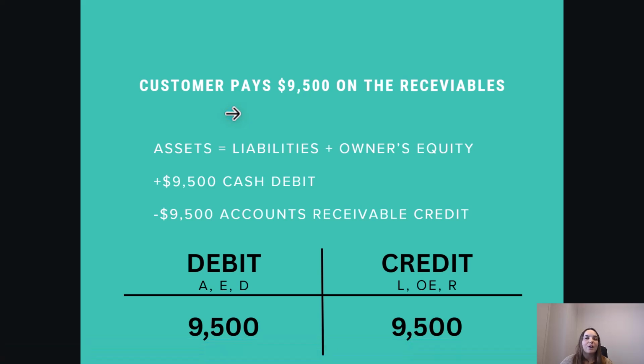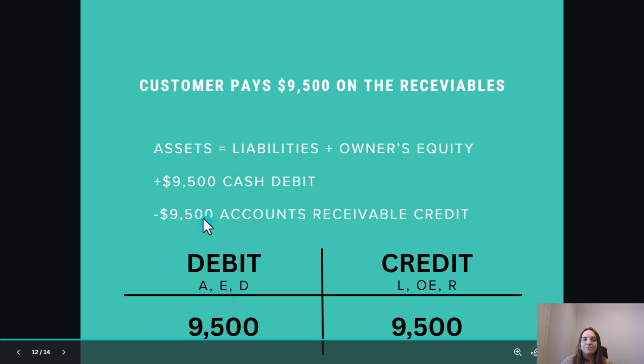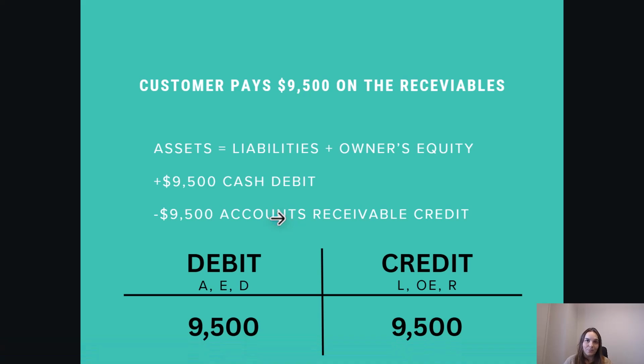Customer pays $9,500 on the receivables. Okay, so we've received cash, and cash is an asset, right? We are increasing cash, so we're going to debit it right here. And then we have this $9,500 accounts receivable. Accounts receivable is also an asset, but we're decreasing it, so we want to credit the account.